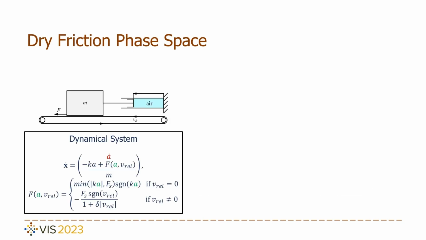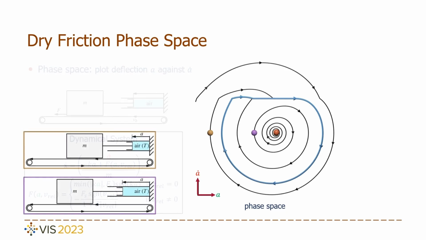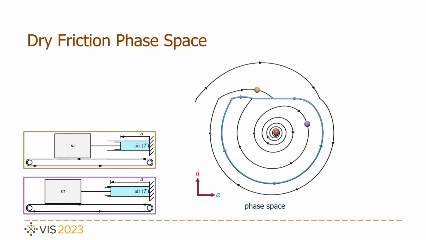One possible dynamic system of this model can be seen here. By plotting the deflection against its time derivative, we can visualize all possible motions of this model through a phase-space diagram. As can be seen in the phase-space diagram, it displays some intriguing properties.